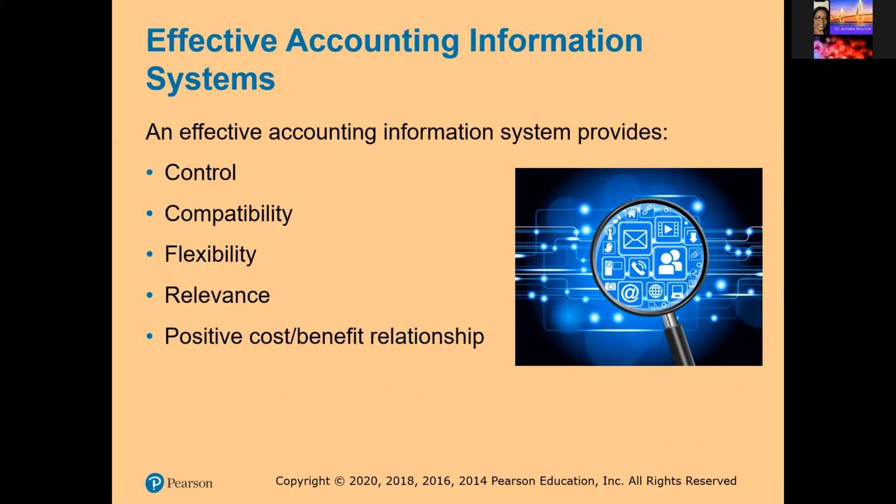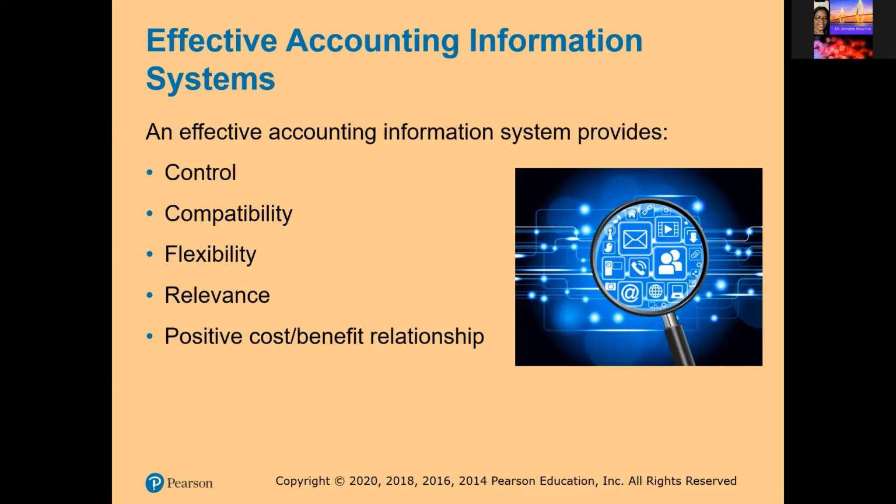An accounting system must be flexible. It must be flexible to accommodate changes in business over time. An effective information system provides information that is relevant. In other words, it improves decision-making and reduces uncertainty. The information produced must be useful to the business in achieving its overall goals.